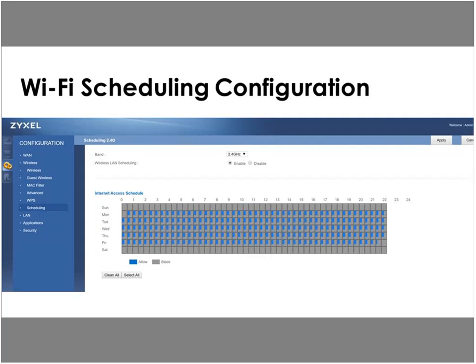For scheduling, it does have a scheduling option for the Wi-Fi. Again, you select the band, you enable the option, and then you just go ahead and select what times and days you want to create your policy, and then select those and add those to your policy and apply the settings.